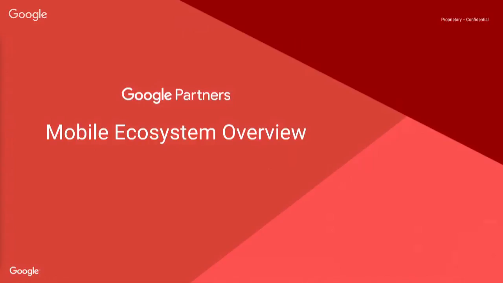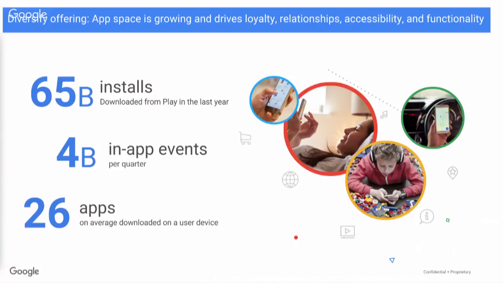Looking first at the mobile app ecosystem overview. When you look at the current state of apps, we've seen it grow rapidly over the past decade. Apps have really allowed partners to diversify their offering and allow advertisers to achieve success. When you think about how apps benefit advertisers, it really falls into four buckets: loyalty, relationships, accessibility, and functionality. Apps can offer direct and repeatable access to your customers to build loyalty with them or improve your customer relationship with additional services.